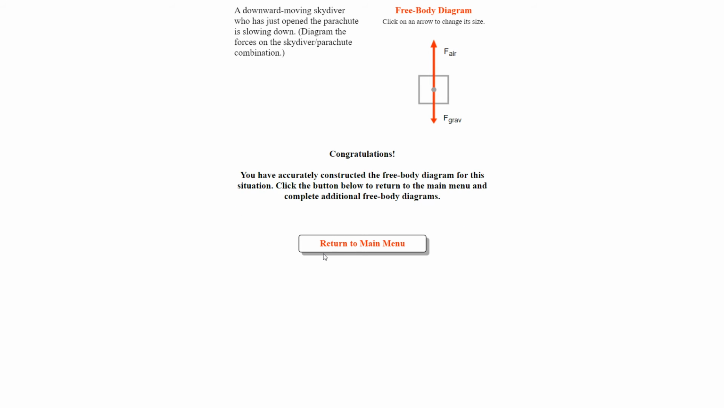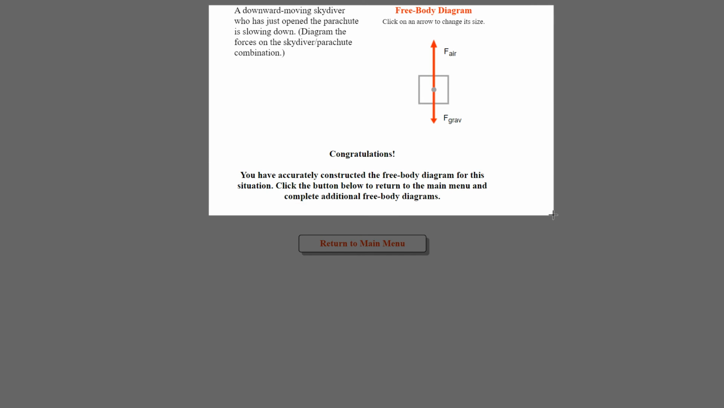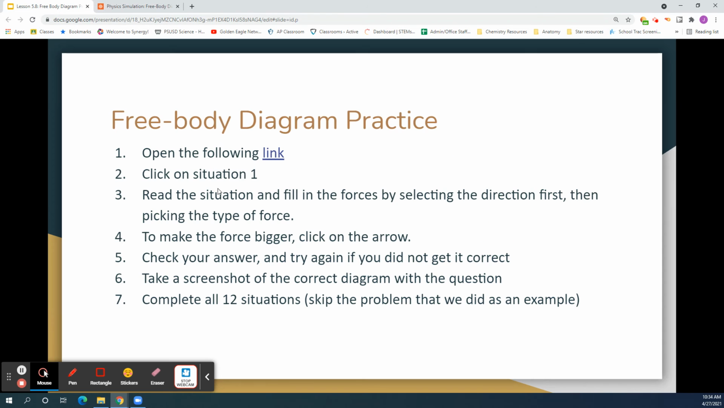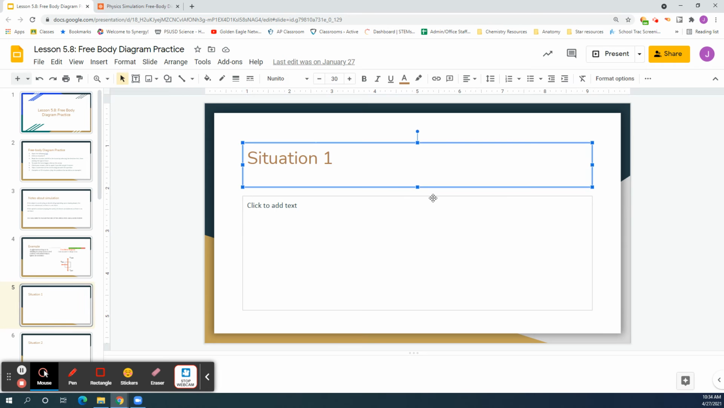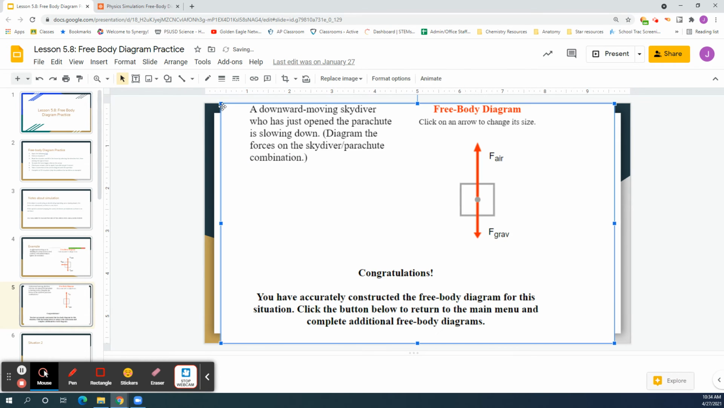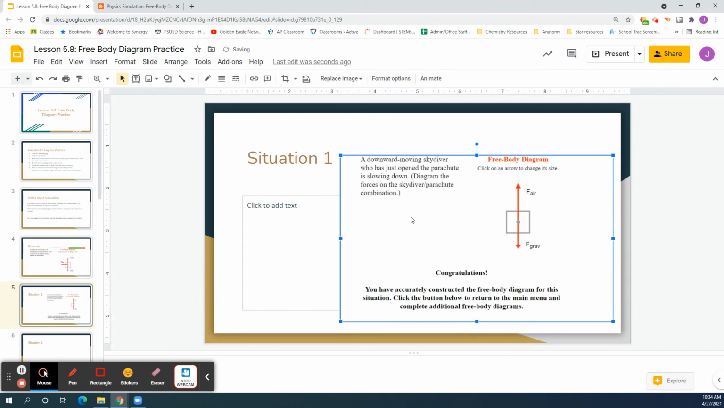For here, we're going to take a screenshot of this, and we can put this into our slides. Under situation 1, we can put our example, Control V, and place it in. There we go. So that's something to consider. When we look at these forces, we want to make sure that we account for which one's greater, which one's smaller.